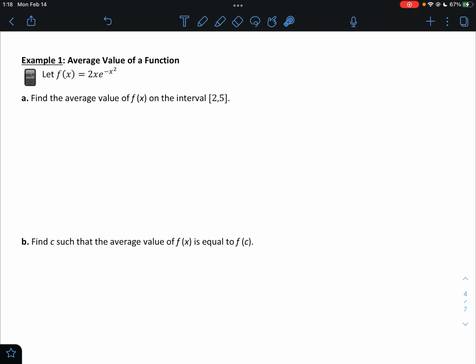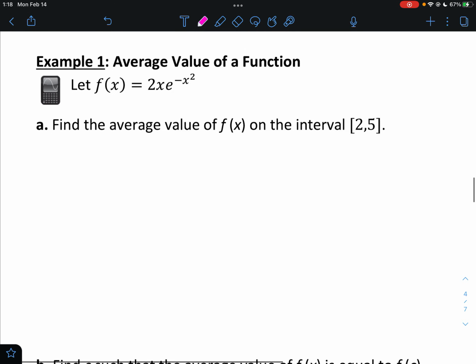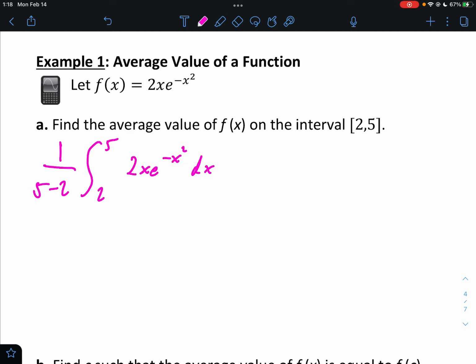The first one says average value of a function: let f equal 2x e to the negative x squared. Question A says to find the average value of f on the interval 2 to 5. So it's going to be 1 over b minus a, integral from 2 to 5 of f dx. We can do this by hand or we can use our calculators. Let's try to do this by hand first, just so we can remember how to use substitution, because we're going to need substitution here.